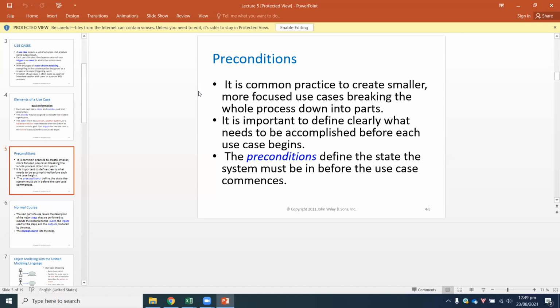It is common practice to create smaller, more focused use cases, breaking the whole process down into parts. It is important to define clearly what needs to be accomplished before each use case begins. Remember what needs to be accomplished before each use case begins. The preconditions define the state the system must be in before the use case commences.